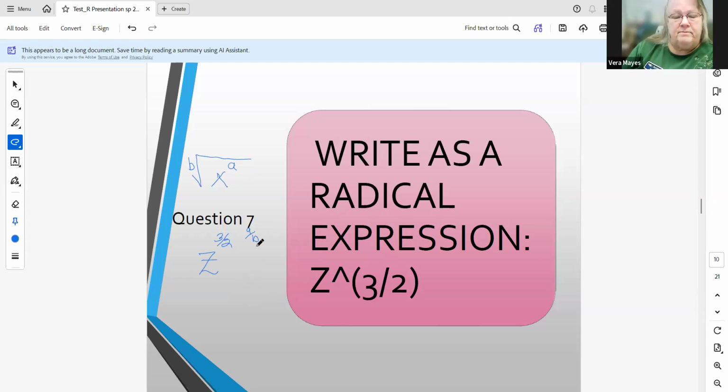And the way to keep this in mind is remember that the roots on a tree are on the bottom, right? So your root or your index is always going to be the bottom number. So rewriting this, here's my z. The root index is a 2, and the exponent on the inside is a 3. So remember, the bottom number, that root index number, is always on the bottom.